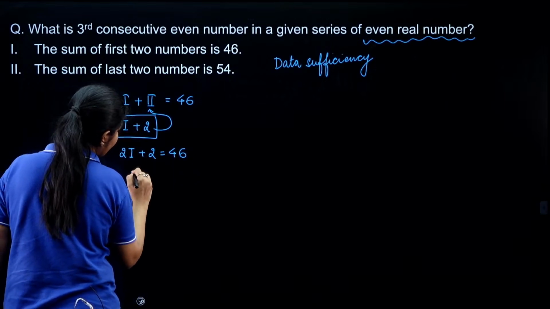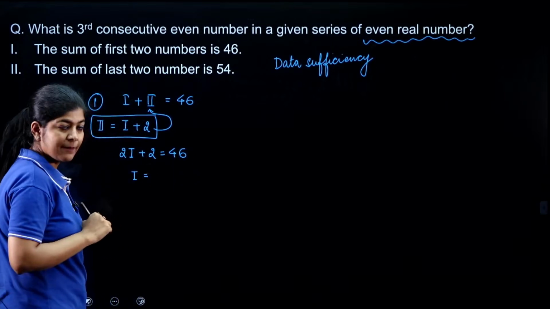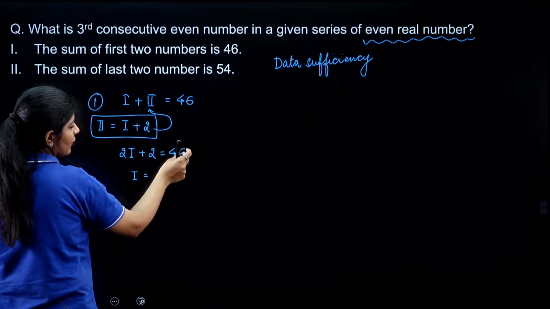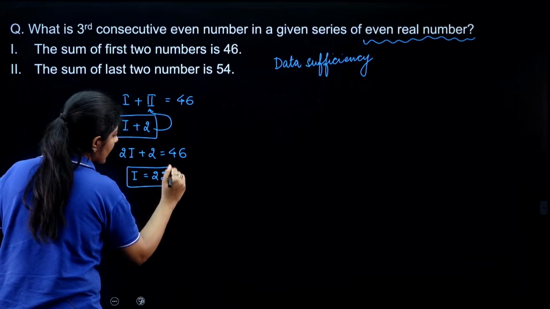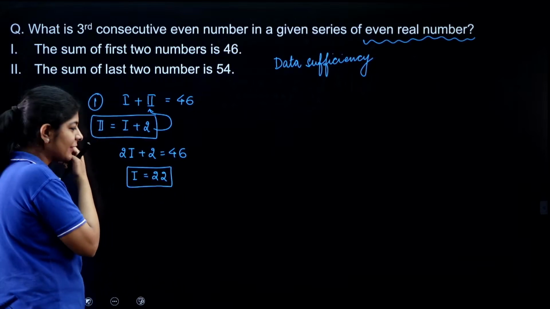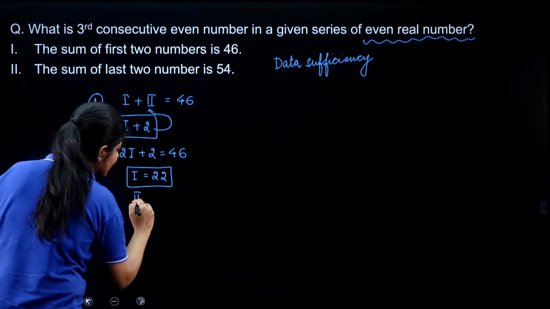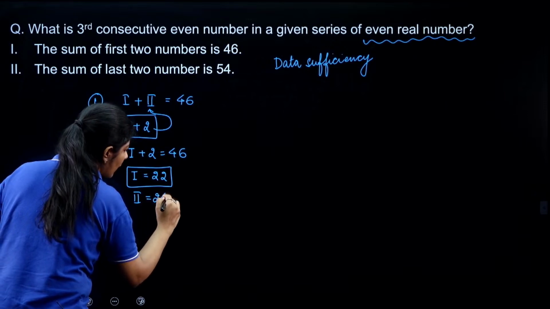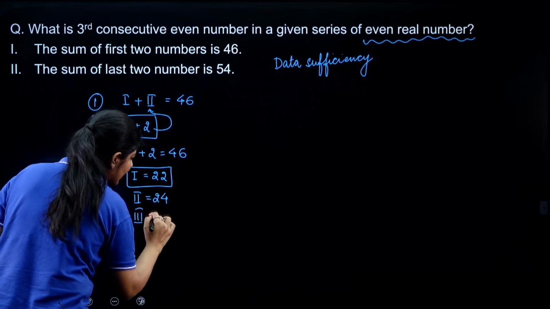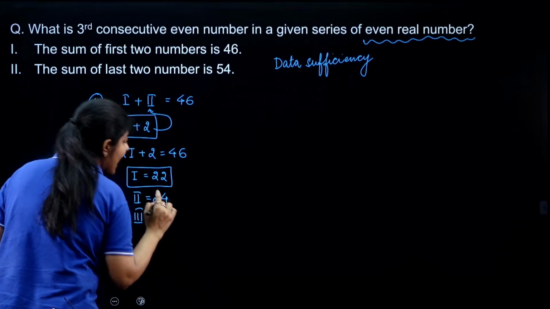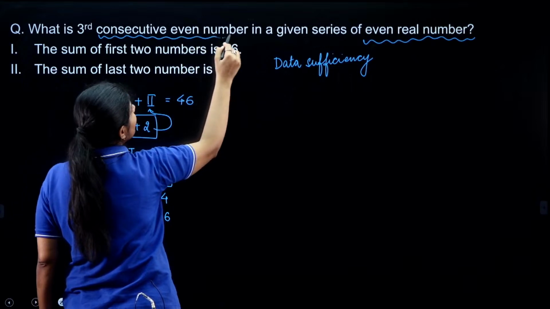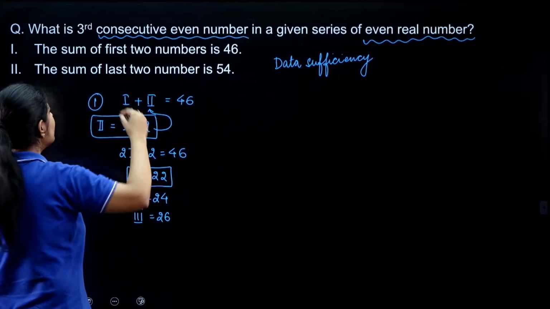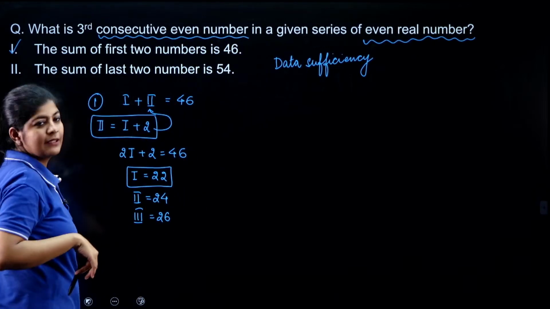So from this one we can easily get the first number, which is nothing but 44 divided by 2, so the first number is equal to 22. If I can get the first number, I can easily get the second number, that is 24, and the third number as well, that is 26, as it is clearly given that the numbers are consecutive even numbers. So from the first one I can easily get the answer.